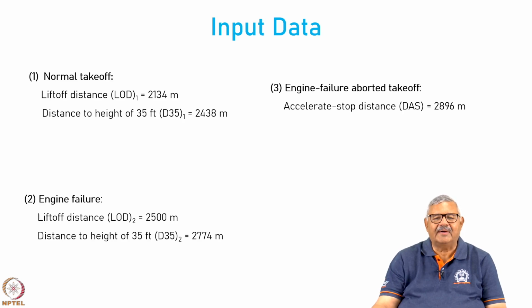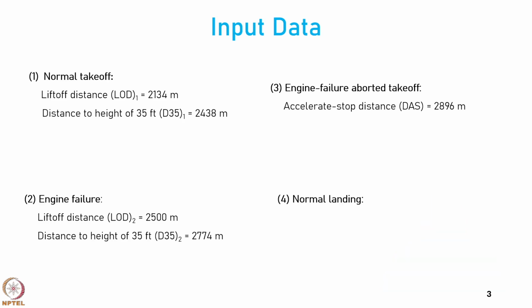The next case is an engine failure case where the takeoff is aborted. For this, we have a parameter called the accelerated stop distance, normally abbreviated as DAS or sometimes ASD. We will use DAS in this tutorial. That distance from start to the place where the aircraft comes to a rest on the ground is 2896 meters. Notice it is more than both the distance to height of 35 feet in normal takeoff as well as the distance to height 35 feet in the case of a one engine inoperative takeoff.